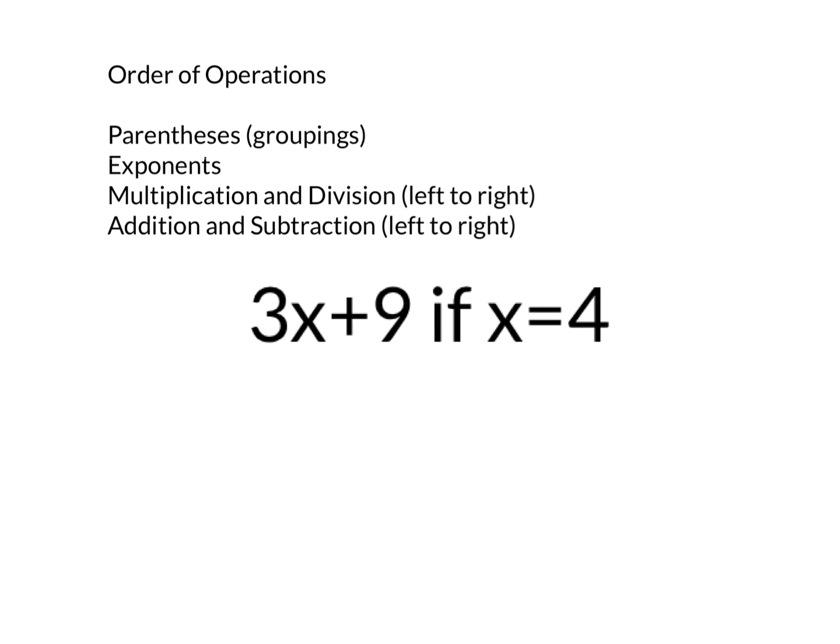So what that means is I'm going to take that 4 and I'm going to substitute it in for x. And we learned when we were solving one-step equations that when I have 3x, that means 3 times a number. So that means multiplication. So this is going to be 3 times 4 plus 9.